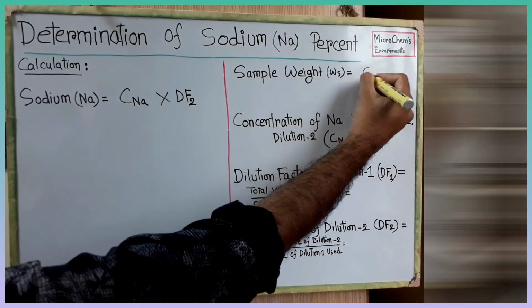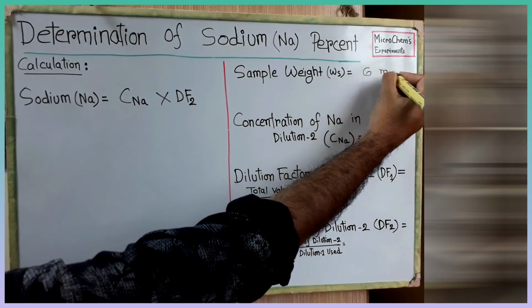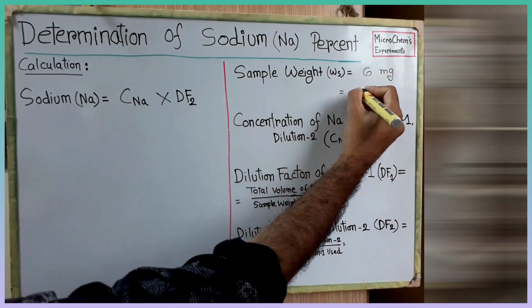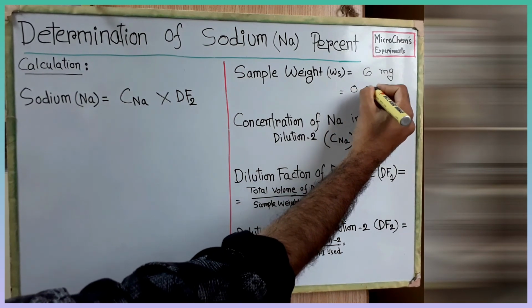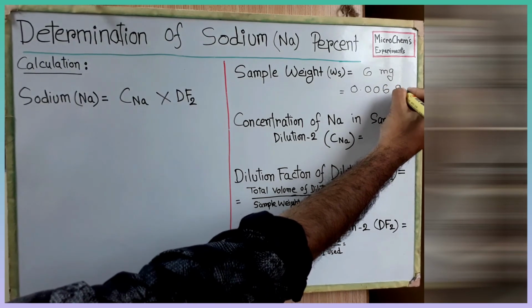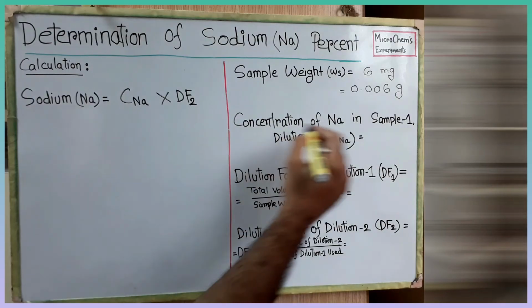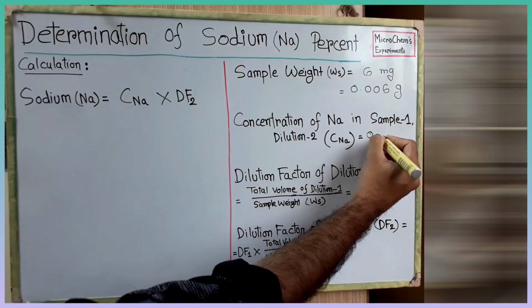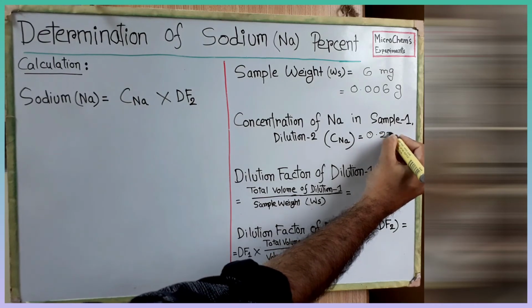We took 6 mg of sample for testing, that is why the weight of sample was 6 mg. In grams we can write the sample weight as 0.006 grams. We got the concentration of sodium in sample 1 dilution 2 from the AAS analysis, which is 0.2383 ppm.